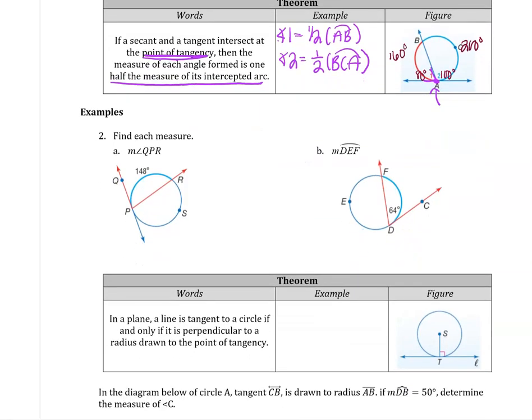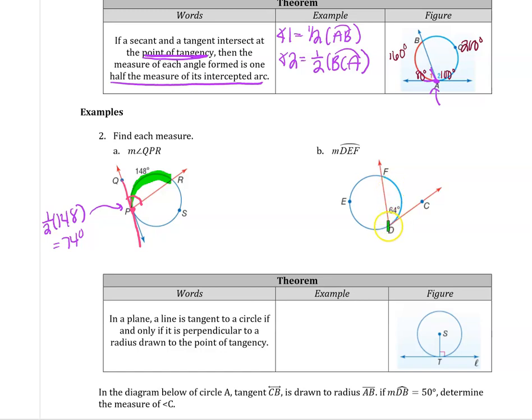Okay, so in my first example down here, which says technically example 2, says find each measure. So if I want the measure of angle QPR, here's your tangent, there's your point of tangency, there's your secant, and then here is your intercepted arc. So 1/2 of 148, or 148 divided by 2, however you want to write it, is equal to 74 degrees. So that would be the measure of angle QPR. Now this one goes the other way. I want the measure of arc DEF.